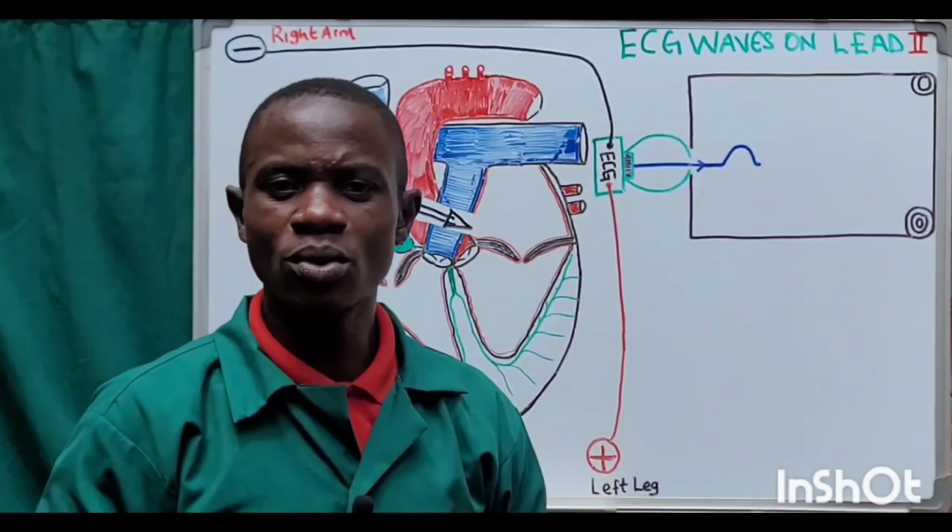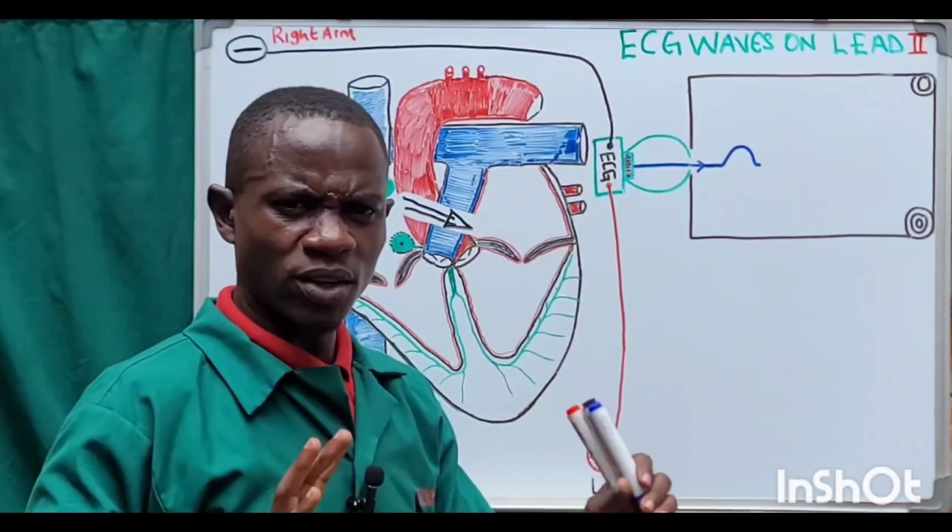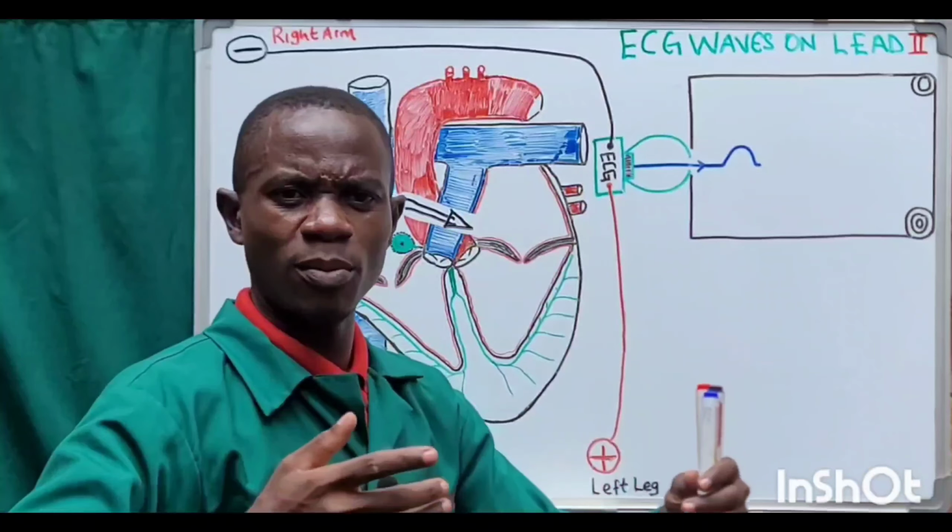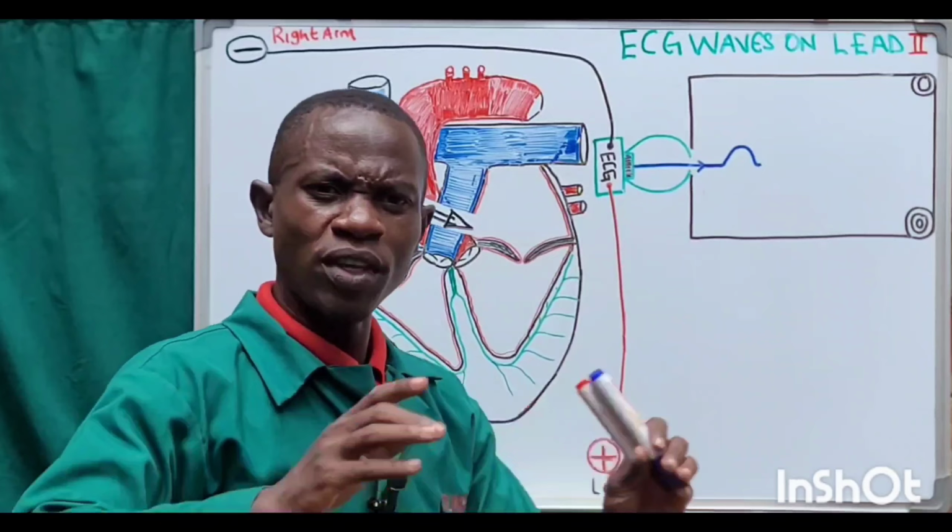The fact that this AV node is holding this depolarization for approximately 0.1 second means there is not going to be any movement of the action potentials within this time. Now, if there is no movement of the action potentials because they have been held by the AV node, will there be any deflection noted on our ECG paper? There is not going to be any deflection, and for that reason, our pointer is going to come back to the neutral, to have this isoelectric line.